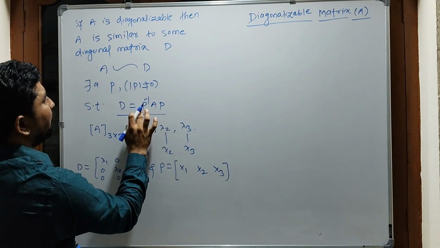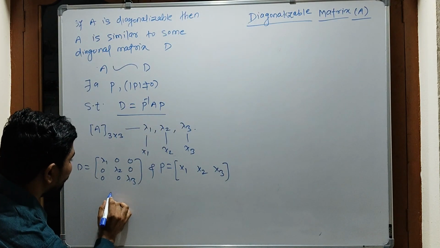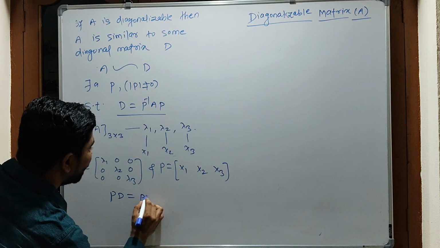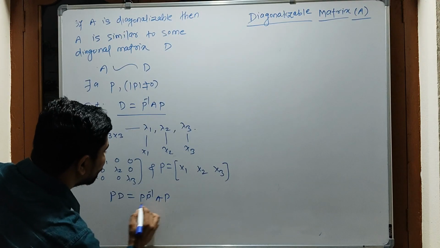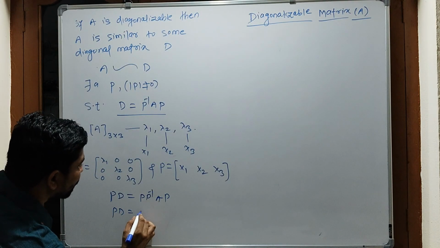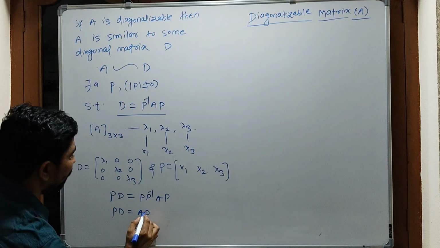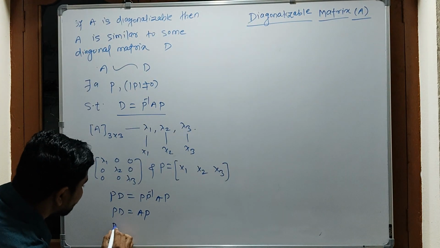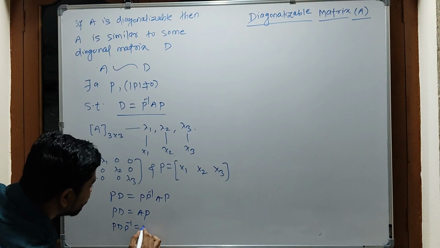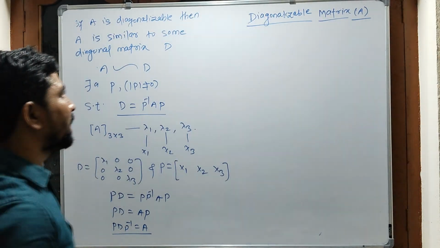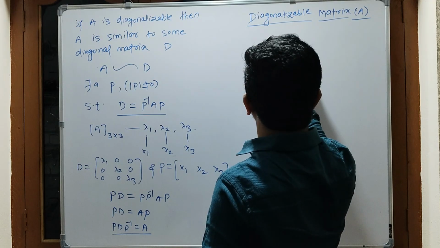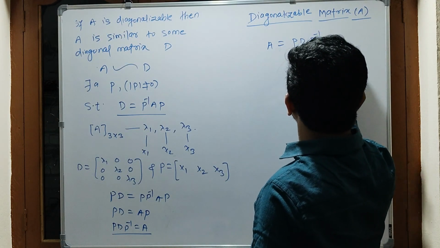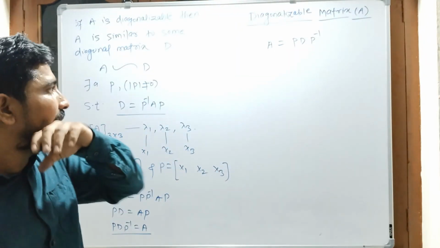Can I multiply P on the left? Multiplying P on the left, we get PD equal to P into P inverse AP, so PD is equal to AP. Now I will multiply P inverse on the right-hand side. This is PD P inverse, which is equal to A. So now I am writing A equal to P D P inverse. Now this is my A.